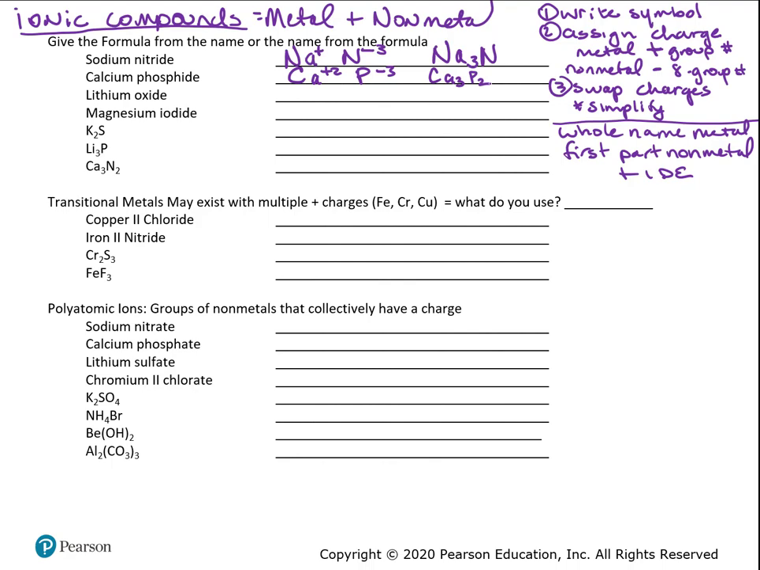Lithium oxide. Did anybody come in late? Make sure that you grabbed half a piece of paper.